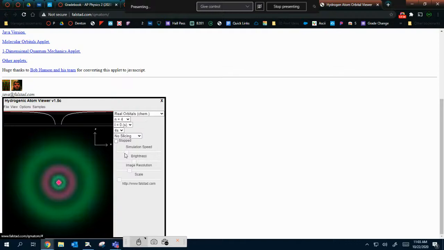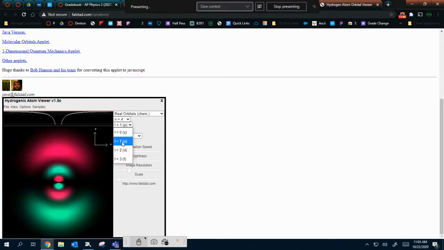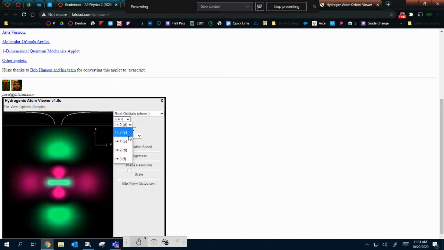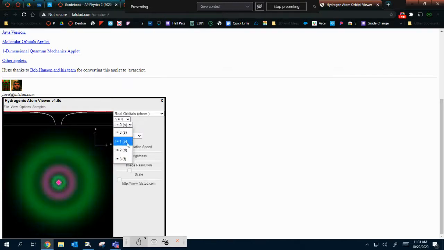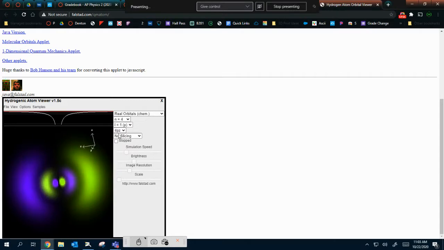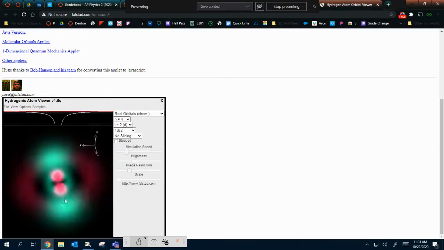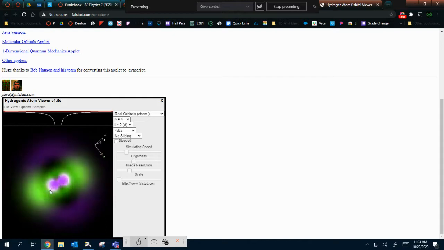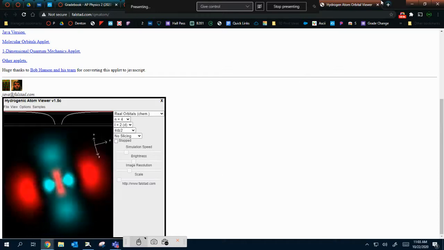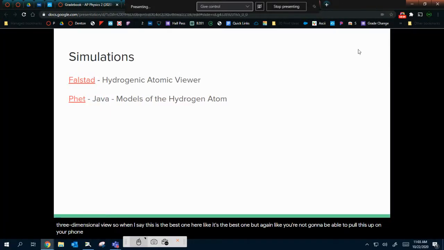Notice that nothing is happening here because I'm not giving it any protons. So here, 1 proton. So this is like your f orbital, your p orbital, your d orbital. Notice the s's all look spherical, but this is actually a 3-dimensional view. When I say this is the best one, it's the best one, but again, you're not going to be able to pull this up on your phone. But then there's the PhET simulation, which is Java, which you probably still can't pull up on your phone, but it works on most devices.